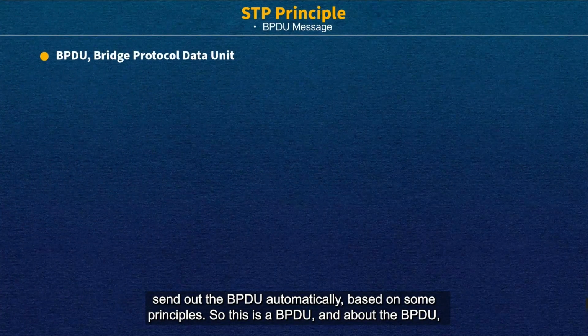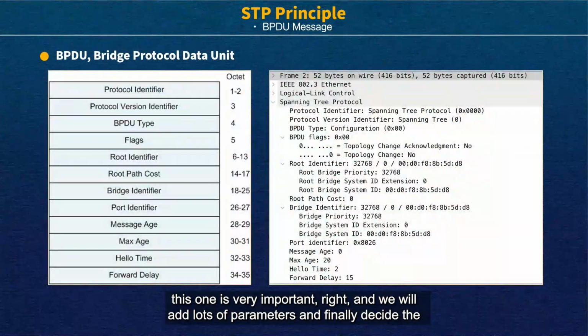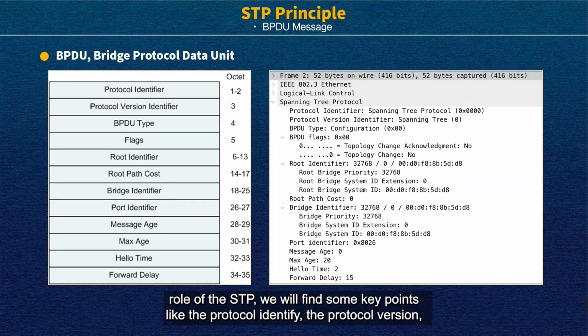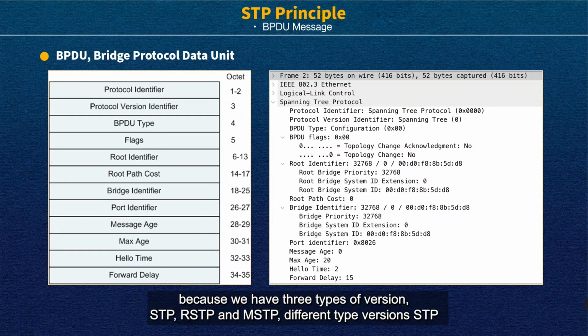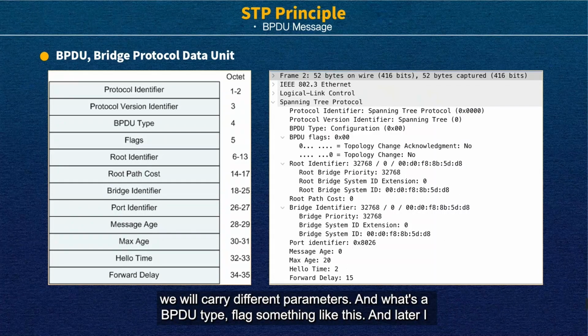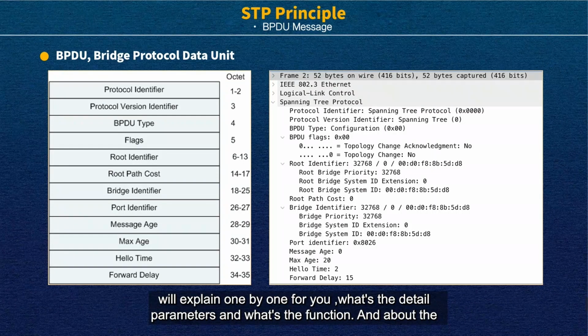And about the BPDU, this one is very important, right? We will add lots of parameters, and finally design the rules of the STP. We will find some key points like the protocol identifier and the protocol version, because we have 3 types of version, right? STP, RSTP, and MSTP. Different versions of STP carry different parameters. And there is the BPDU type, flags, something like this. Later I will explain one by one what the detailed parameters are and what their functions are.